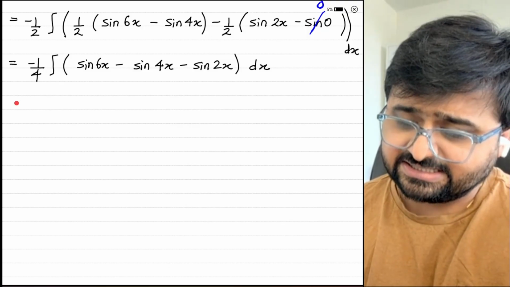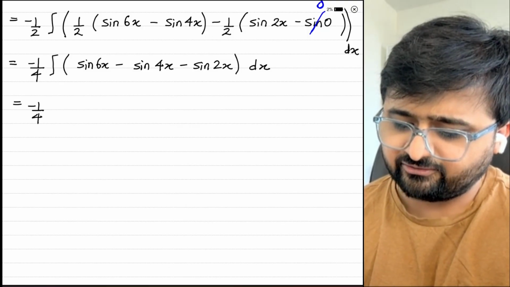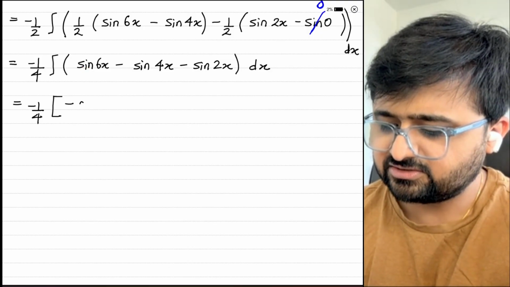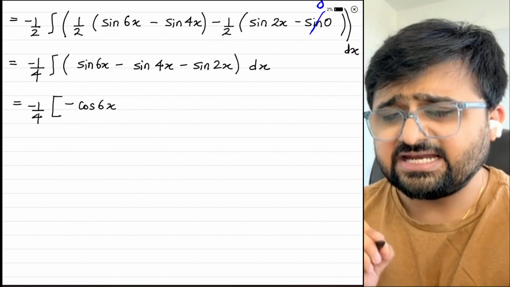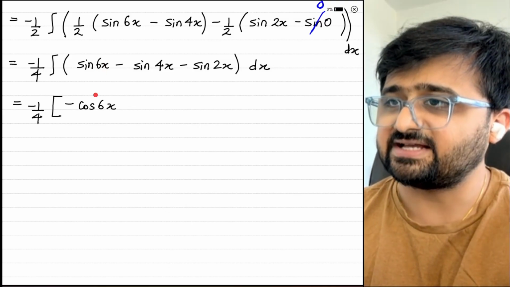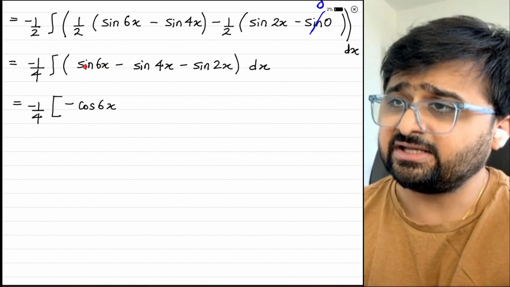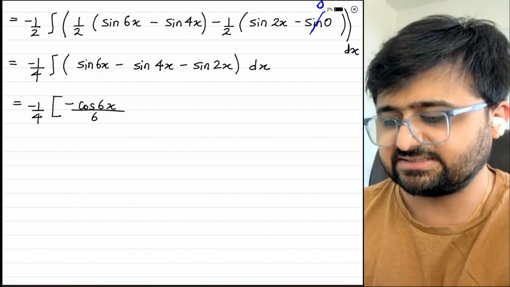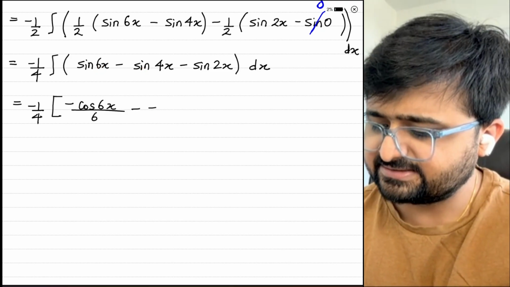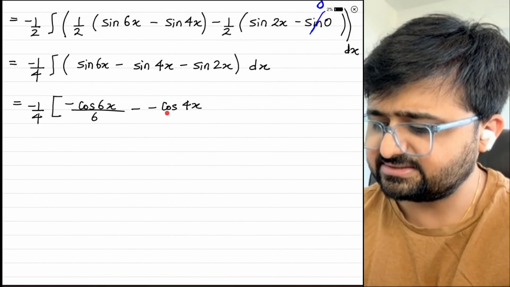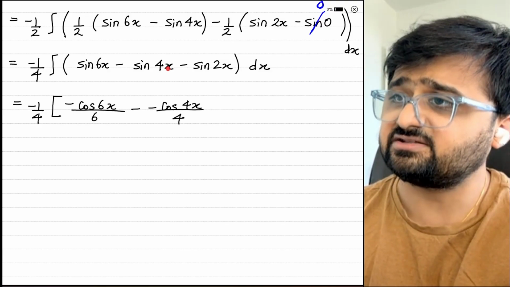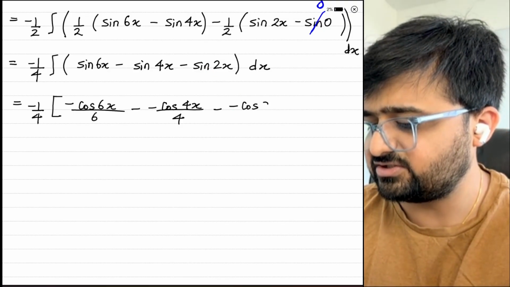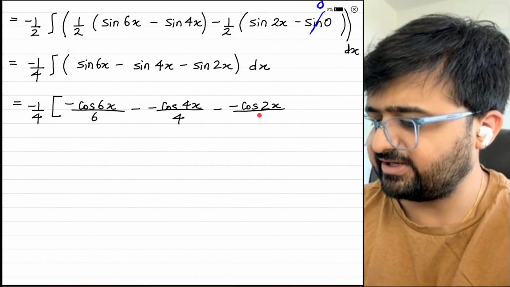All right, now we can just integrate it using the standard formula of integrals that we have. So we have minus 1 by 4. Integral of sine is nothing but minus cosine. So we have minus cos 6x. In integrals, remember we have to divide by the coefficient of x after we are done integrating. So integral of sine 6x is minus cosine 6x divided by 6 because the coefficient of x is 6. Minus, again, integral of sine is minus cosine 4x divided by 4 because that's the coefficient of x. Minus, again, sine 2x, integral is minus cosine 2x divided by the coefficient of x, which is 2.